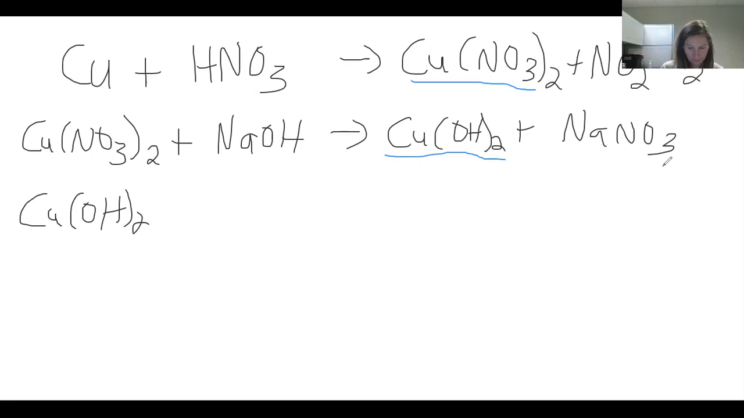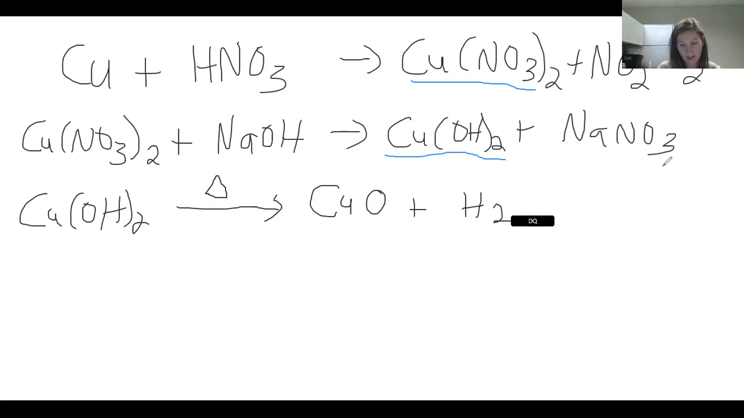So for the decomposition reaction, to decompose it, we're going to apply heat. Whenever we apply heat, we use this little triangle over the arrow to indicate that we're heating it up. And remember, a decomposition reaction is where we have one reactant decomposing, bonds breaking, to form 2 or more products. So our 2 products in this case are going to be copper 2 oxide and water. Once again, this is not balanced, so make sure you're balancing those.